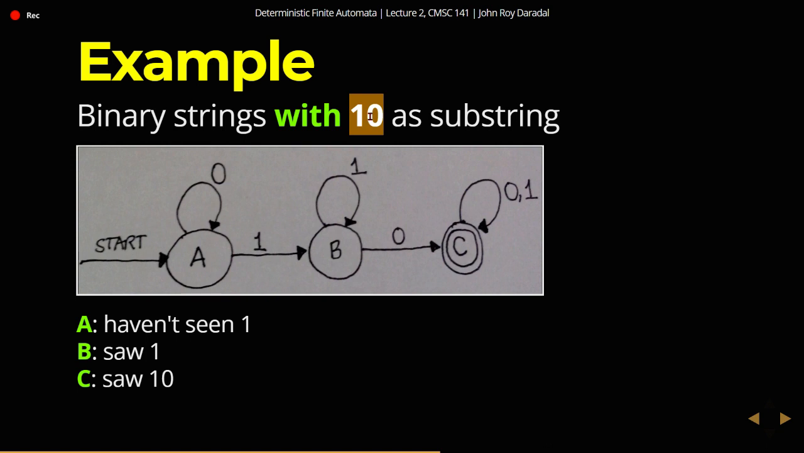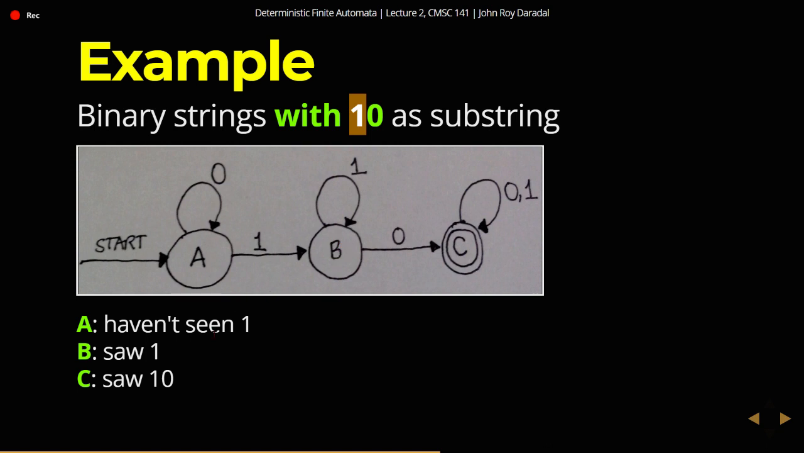As long as we have seen 1, 0, then it's already accepted because it's already a substring, right? So 1, 0 as a substring. So we are interested in seeing 1, 0, but we have to start with seeing 1 first. So as long as you haven't seen 1 yet, you'll stay in A. So if you see 0, still in A. So you still haven't seen 1 yet. But if you see 1, you transition to state B.